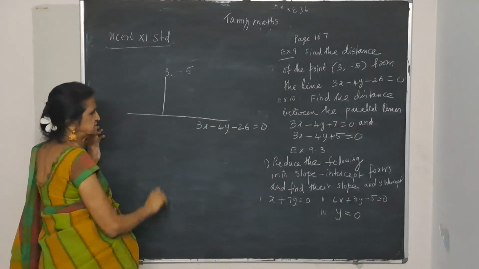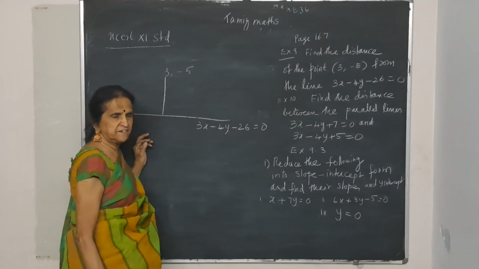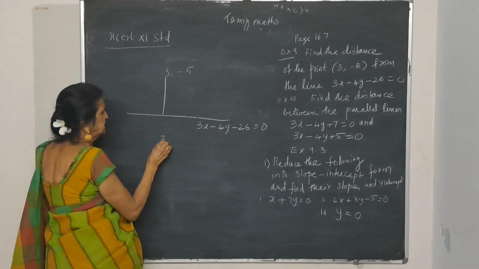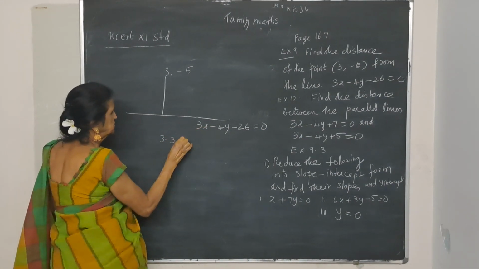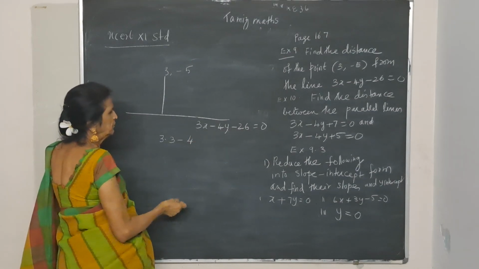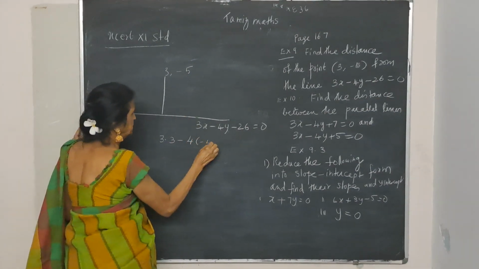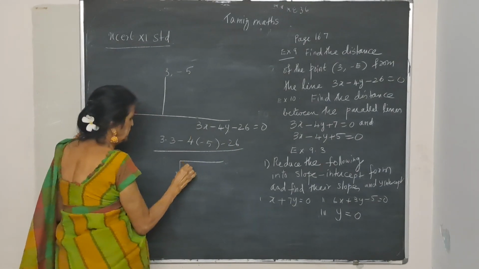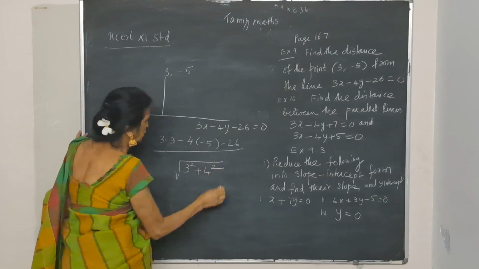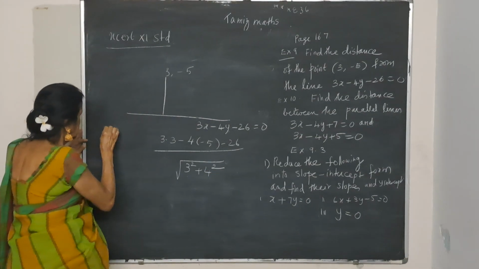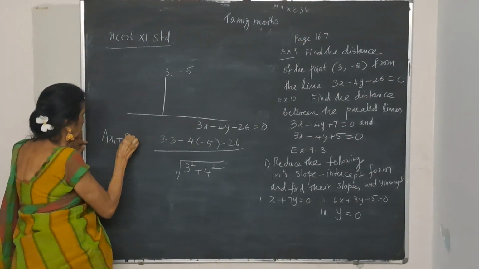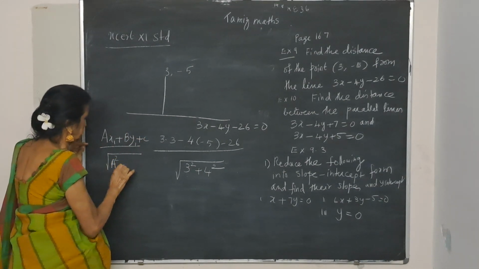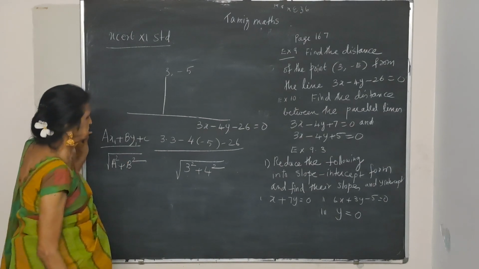This is the perpendicular distance, and this is also modulus only. If you get it as negative, you will give it as positive. So it is Ax1 plus By1 plus C: 3 into 3 minus 4 into minus 5 minus 26 by root of 3 square plus 4 square. I hope you understand the formula I am using: Ax1 plus By1 plus C by root of A square plus B square. X1 here is 3 and y1 is minus 5.